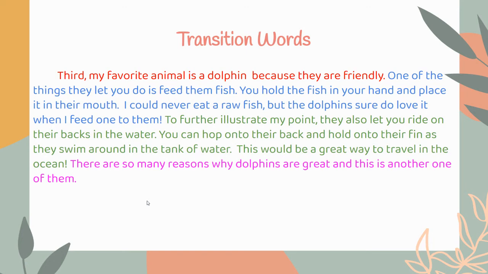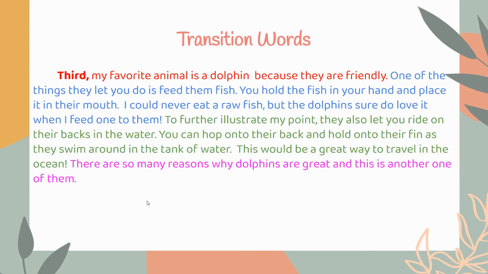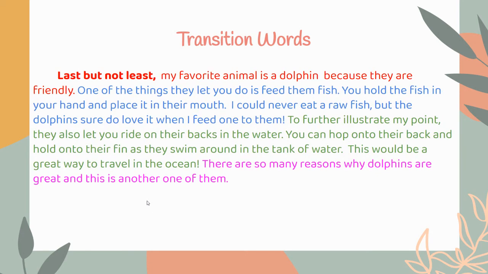So if I was writing that essay about my favorite animal, the dolphin, my T3 paragraph could be, third, my favorite animal is the dolphin because they are friendly. I started with the transition word third, but maybe I could change it to, last but not least, my favorite animal is a dolphin because they are friendly. See how that makes it sound just a little bit better?